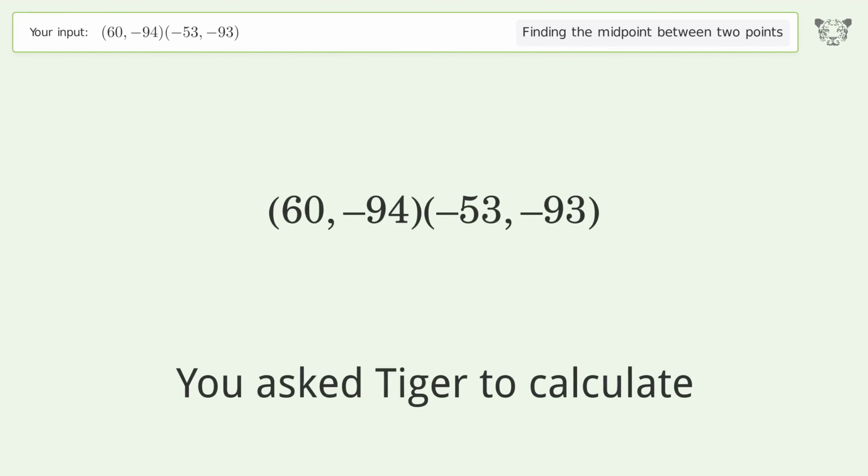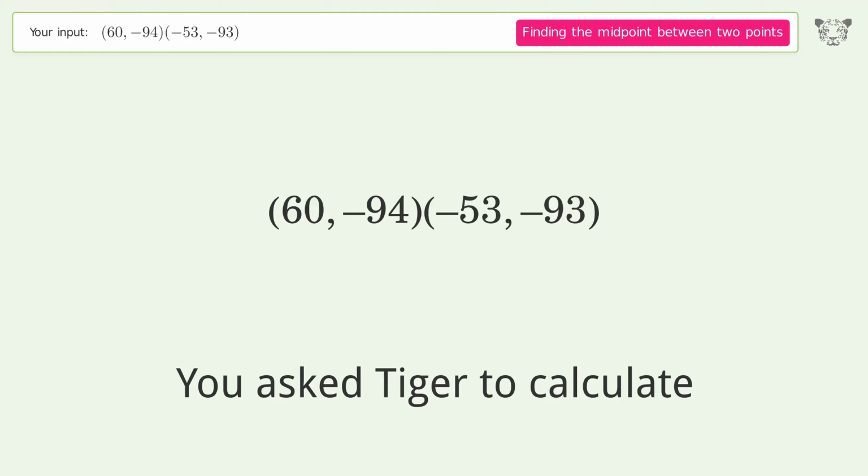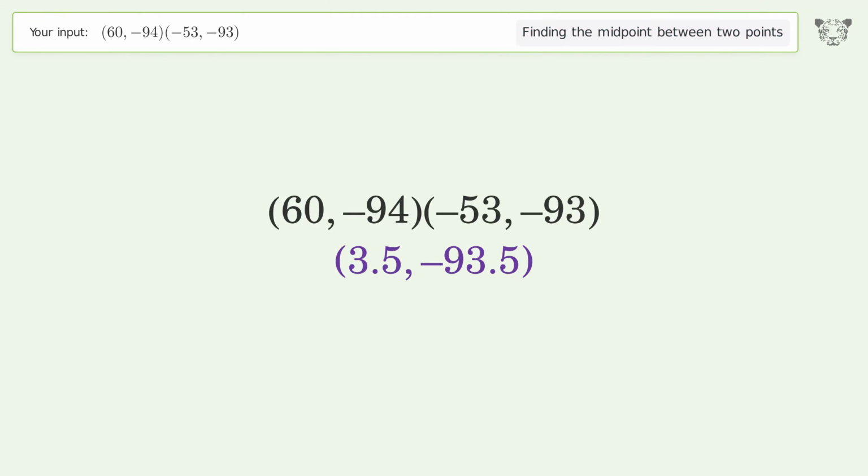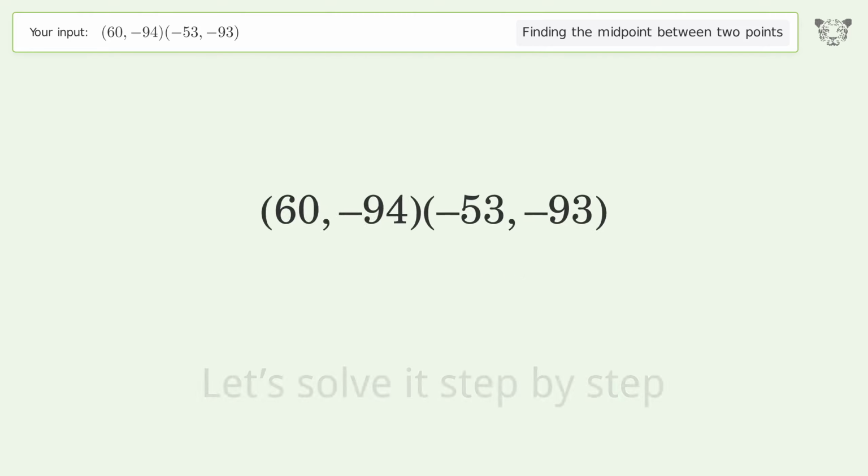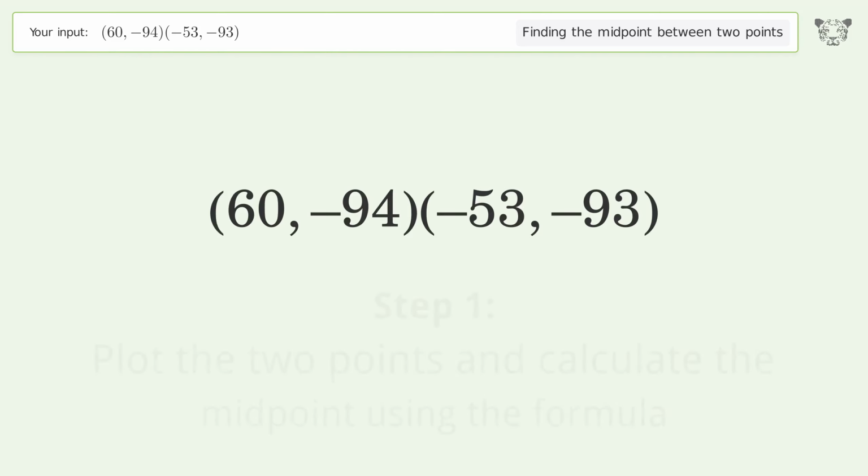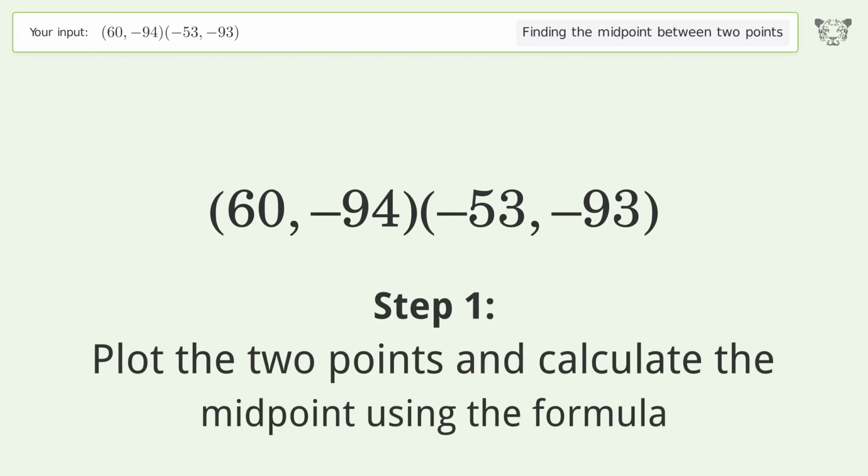You ask Tiger to calculate. This deals with finding the midpoint between 2 points. The midpoint between the 2 points is 3.5, negative 93.5. Let's solve it step by step. Plot the 2 points and calculate the midpoint using the formula.